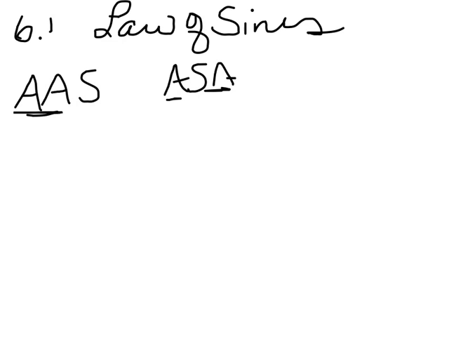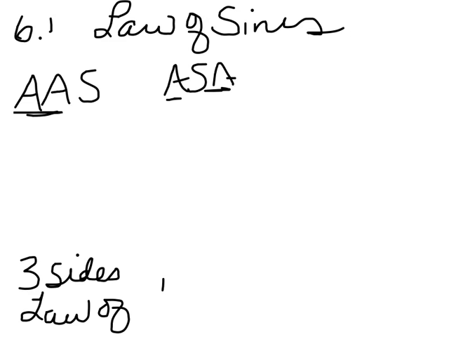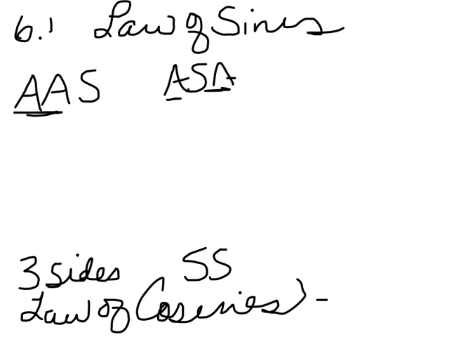If you're given three sides, you would use the law of cosines, which I think is the next section, right? 6.2, I think, is the law of cosines. And if you're given side, angle, side, or side, side, side, you use the law of cosines.